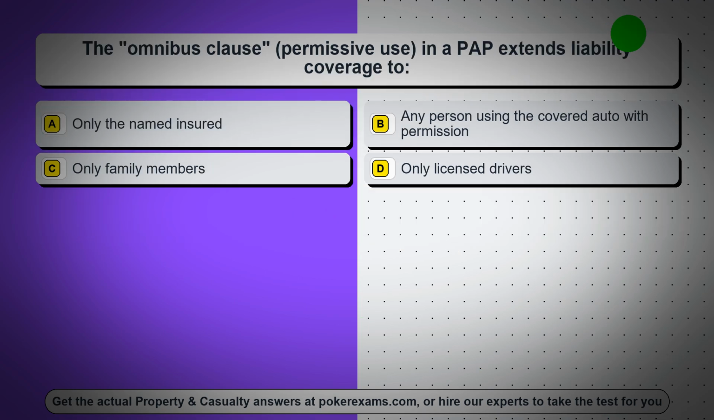Question 88. The Omnibus Clause, permissive use, in a PAP extends liability coverage to: Option A, only the named insured. Option B, any person using the covered auto with permission. Option C, only family members.